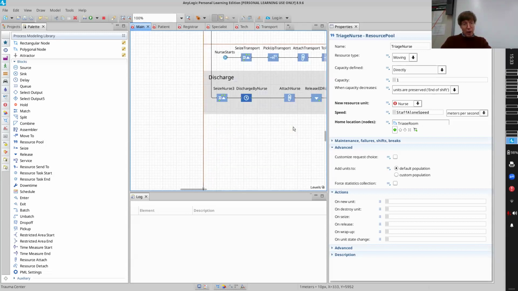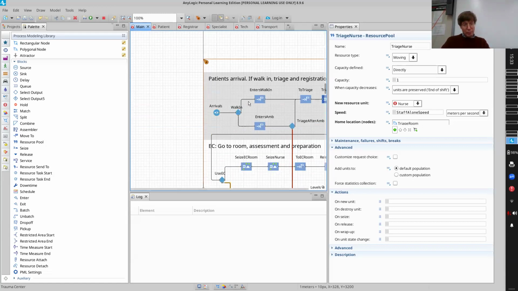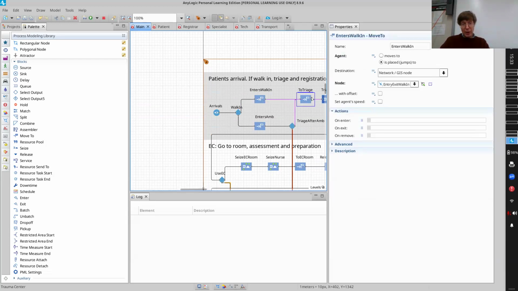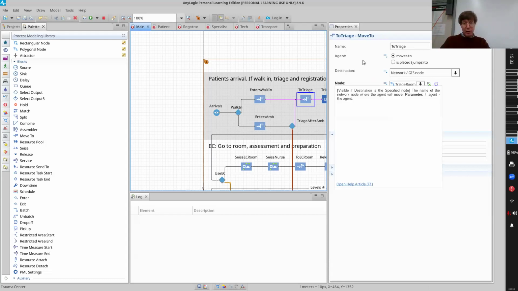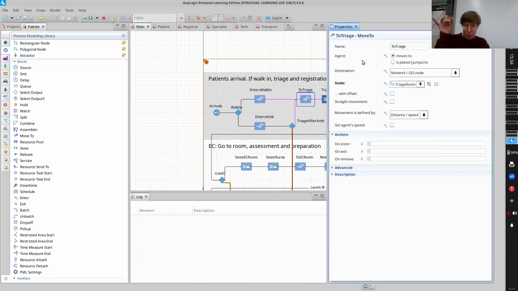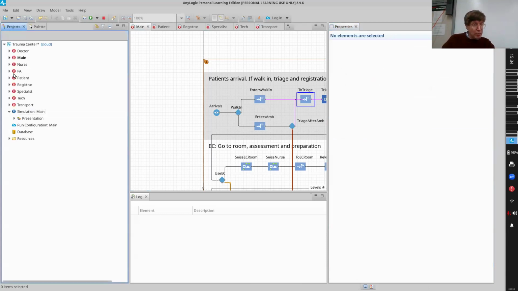More than that, if we go up here with entities, we will move them here. They can enter via a walk-in area, and they can proceed. They move to, that's something you do to an entity. Resource send to is done for a resource. Here, they are moved to a triage room. And the triage room is a defined room within our system here.